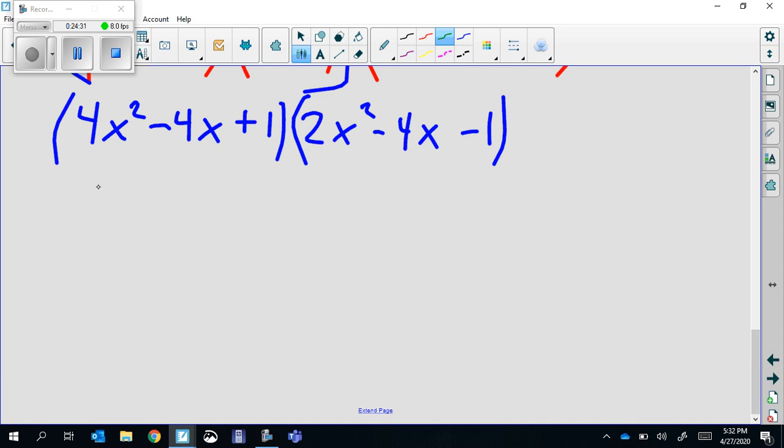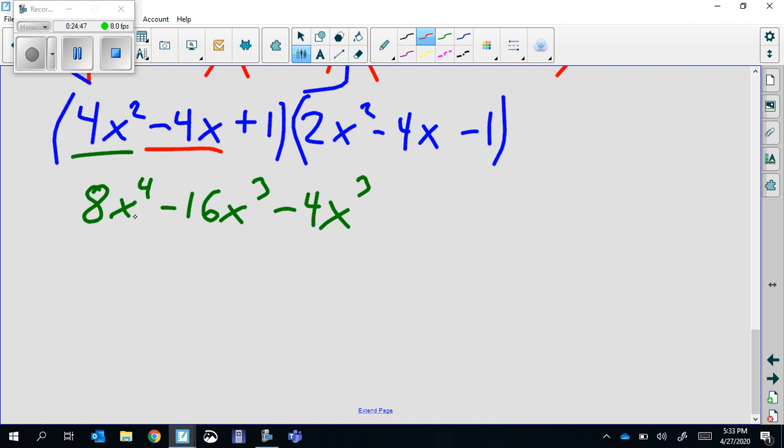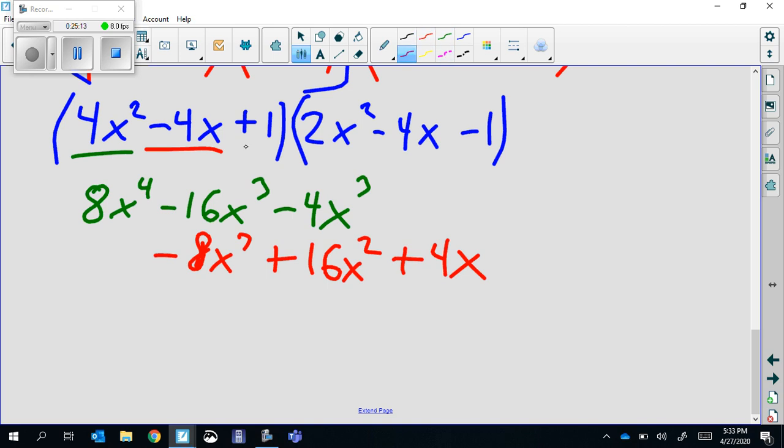Distribute the 4x squared to everything. Minus 4x squared. And then distribute the negative 4 to everything. And again, if you offset, your like terms will be lined up. So that would be negative 8x to the third, positive 16x squared, and then negative 4x times negative 1. And then our last term distributes the 1. Again, if we offset, like terms will line up.